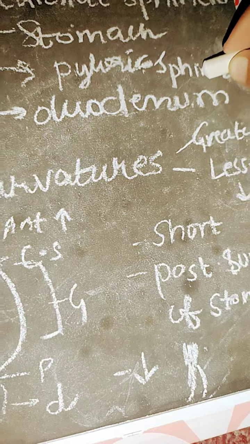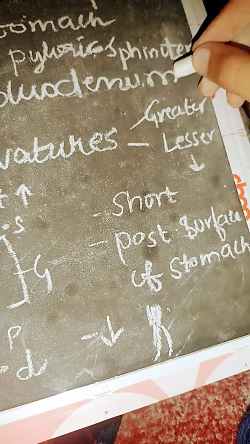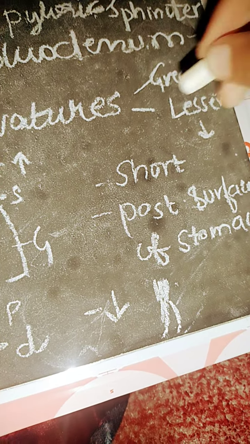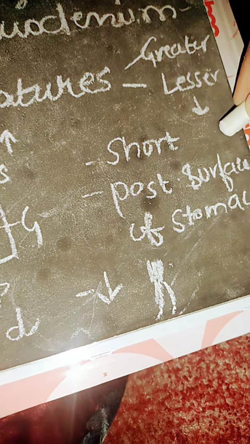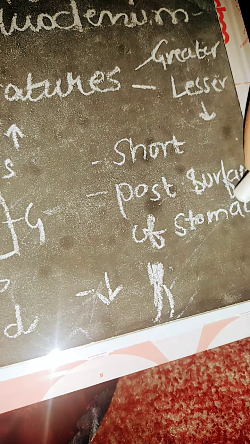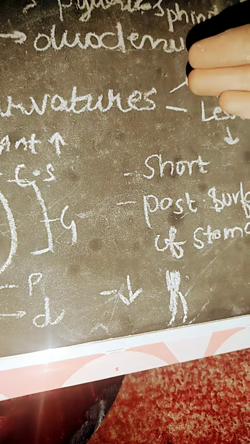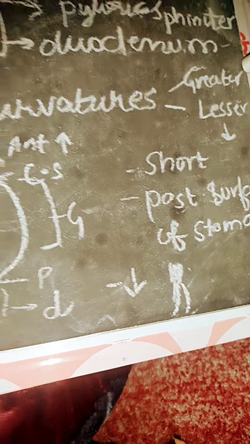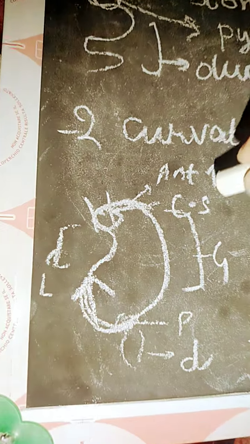as the pyloric sphincter. After that there are two curvatures in the stomach, the greater and the lesser. Lesser means, as the name suggests, short, and it is on the posterior surface of the stomach, whereas the greater lies anteriorly.